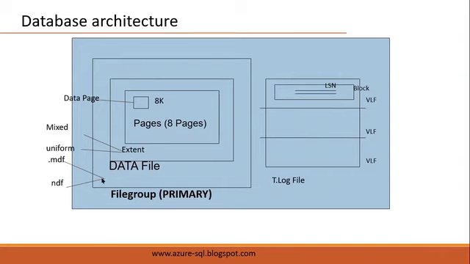Here again, in a data file we have extents. In an extent we have pages. In a page the actual data is there. A page is nothing but an 8 KB memory area. Just remember it is an 8 KB memory area. Understood, right? This data file is divided into extents and pages.